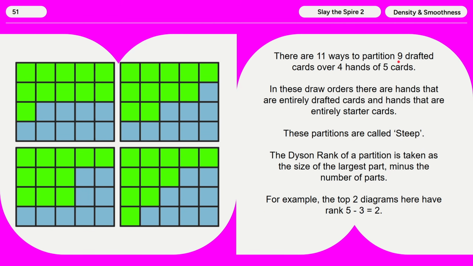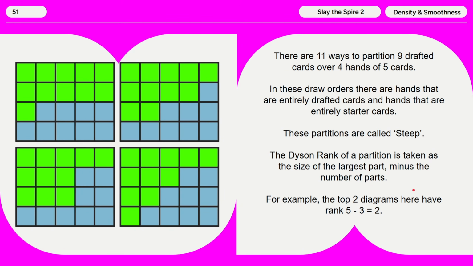Well, I say 9 drafted, but there's also our 2 starter cards, so actually 11. There are 11 ways to partition 11 drafted cards over 4 hands and 5 cards. We did see that those terms were symmetric though, so around the center, 9 and 11 have the same coefficient. In these draw orders, there are hands that are entirely drafted cards, and there are hands that are entirely starter cards, and these partitions, again, they're called steep.